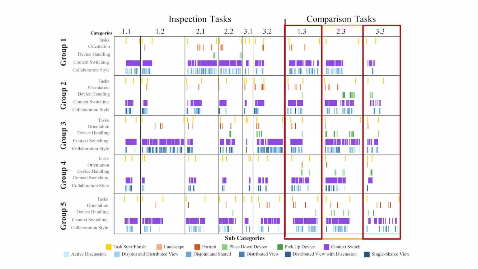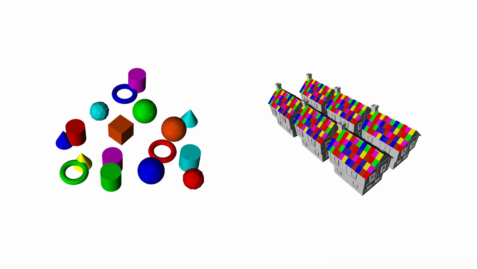Similarly to the inspect tasks, pairwise comparisons show that there were also significant differences between the first and third level again in comparison tasks. However, there was also a significant difference between the second and third level, which shows that when comparing, the more difficult models had fewer collaboration style changes overall, with participants focusing on their individual devices.